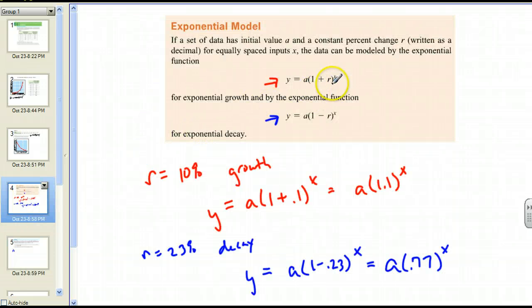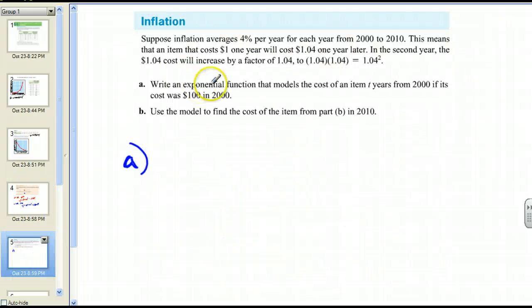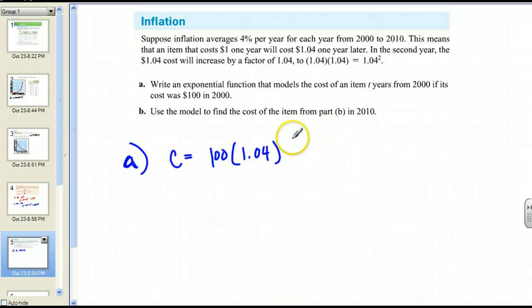So for a, if we look at our definition of the model, it's growing by 4% per year, so we're going to use that top model. And we're going to say that cost, we'll use C, equals, we started off with $100 and we grew by 4%, so 1 plus 0.04, which is 1.04 to the t power.